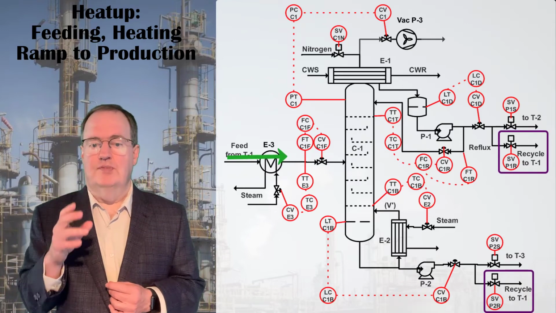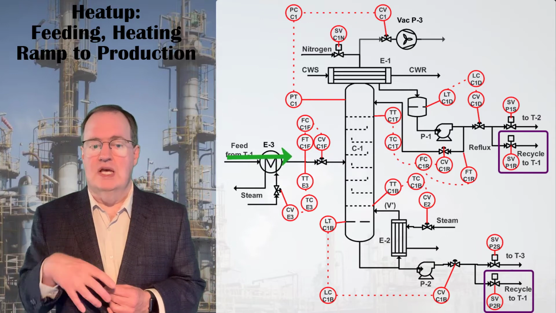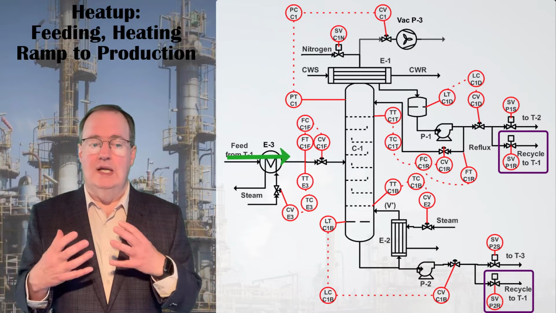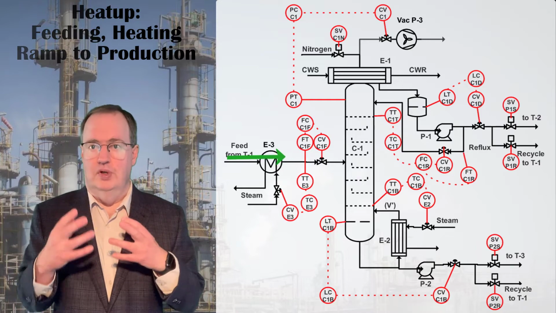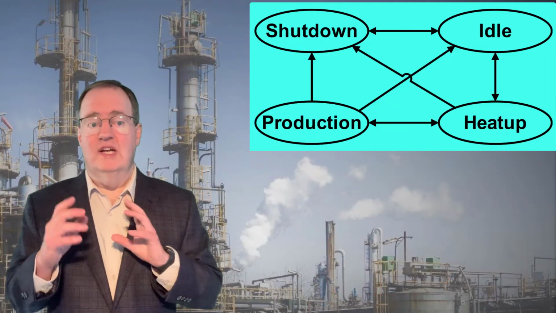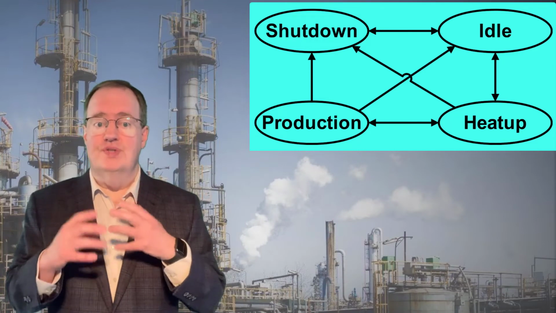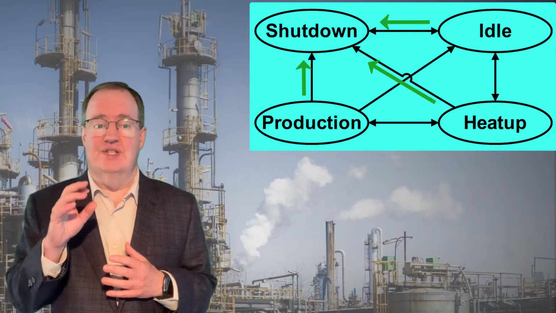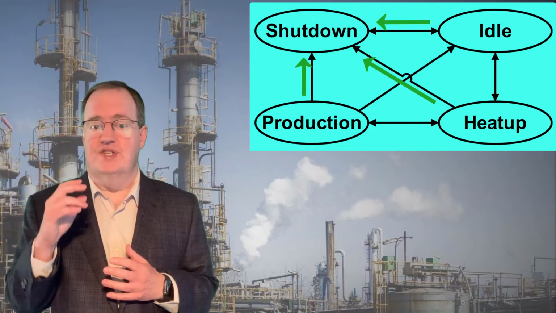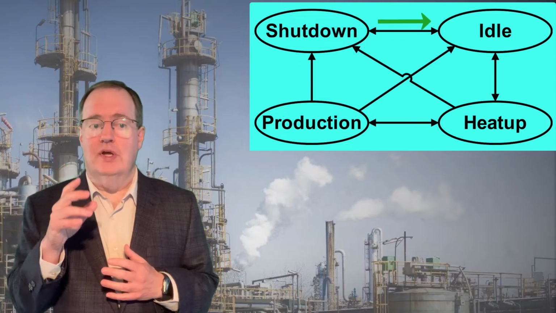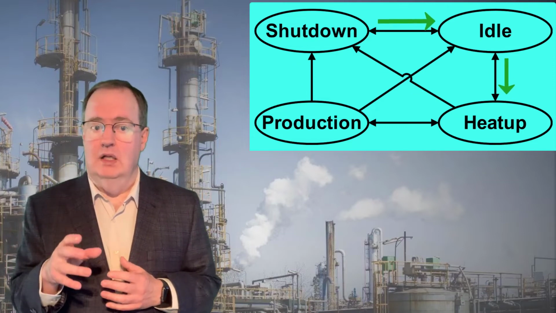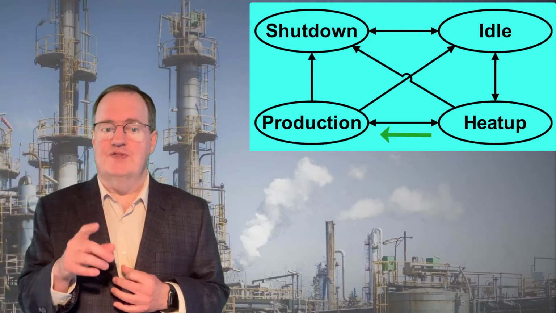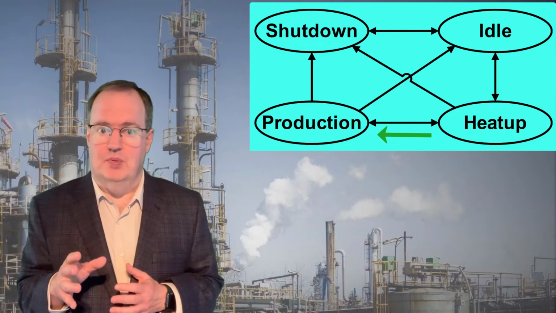Heat up can have several changes of equipment state and transitions as feed flows are increased and reflux flow established, so it's good to write it as a sequential function chart like you would a phase. If we look at a diagram of our production states, the arrows indicate the allowable paths. We can go from any state to shutdown, as that is our emergency abort state as well as our safe state. But from shutdown, we can only move to idle. From idle, we can move to heat up, but not to production. We can only reach production by satisfying the quality conditions in the heat up sequence.